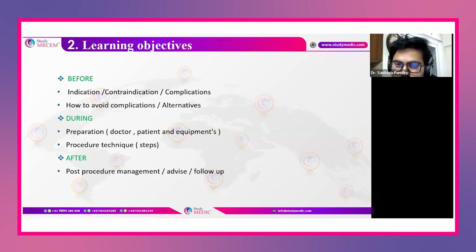After the procedure, positioning, consent is also again important. You have to tell the junior to take proper consent. And once you have done the preparation for the doctor and the patient, next is equipment. You have to make sure all the things which are required for the procedure, you mobilize them and you tell the junior to check whether it is there or not before the procedure.